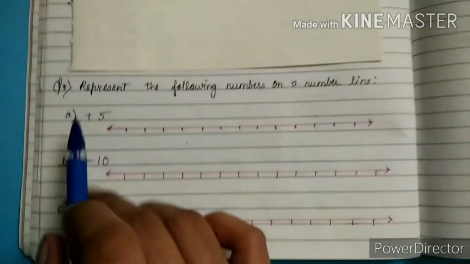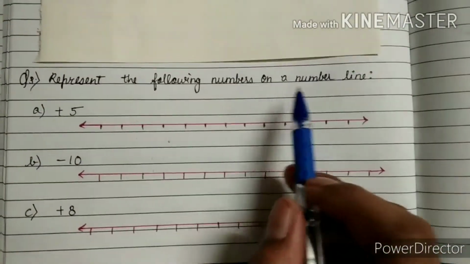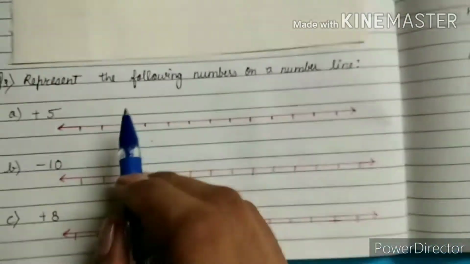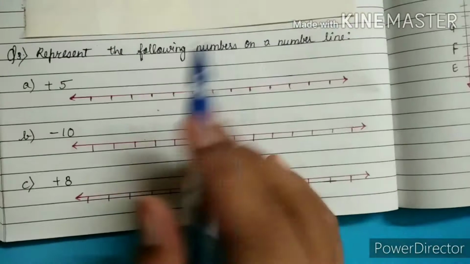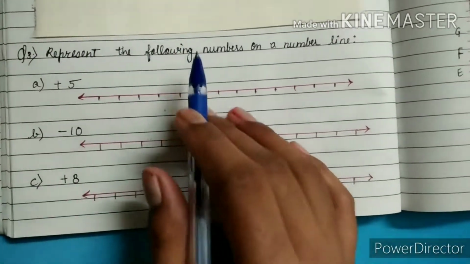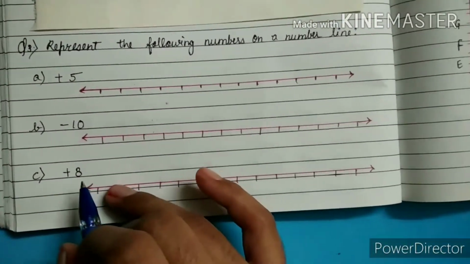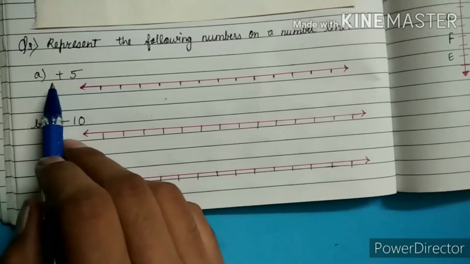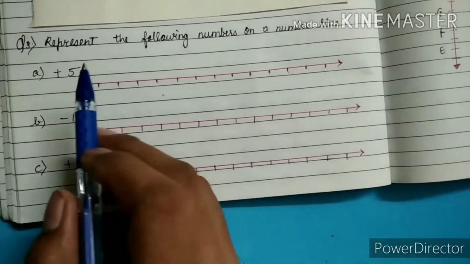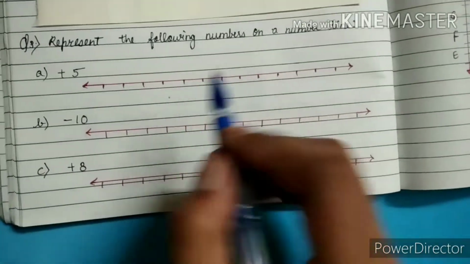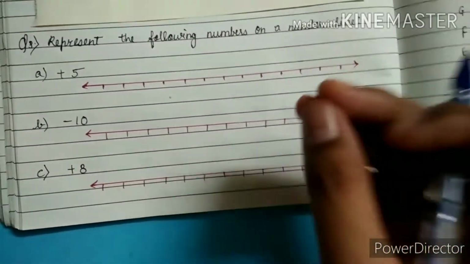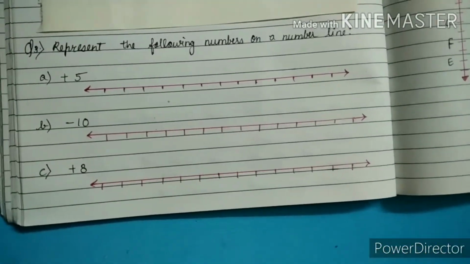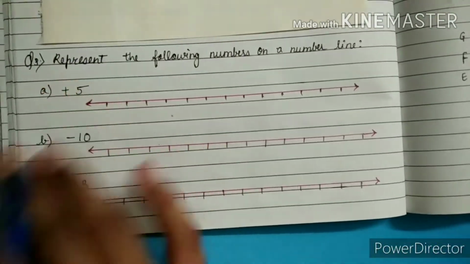Now question number 3: represent the following numbers on a number line. It means whatever number is given, positive, negative, 0, that number we have to show on the number line. Here first is positive 5. Always remember one thing, we have to show 0 and some positive numbers and some negative numbers, because we are showing integers.